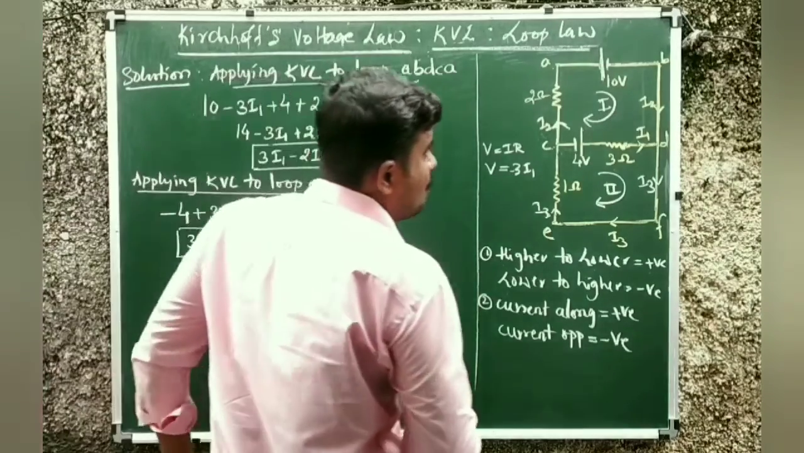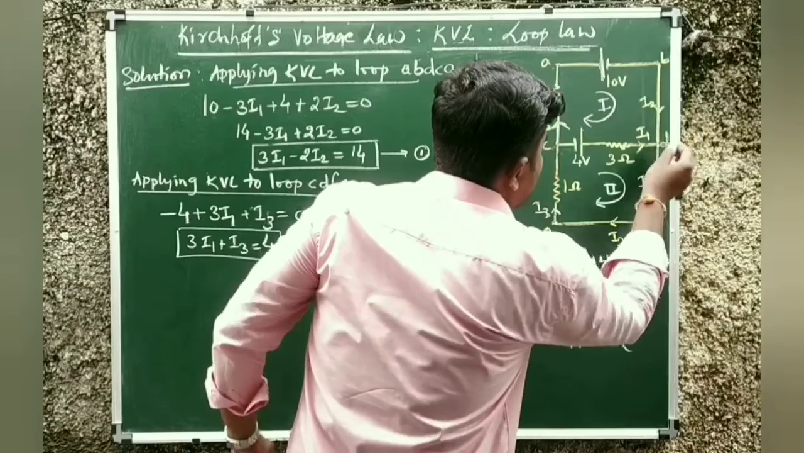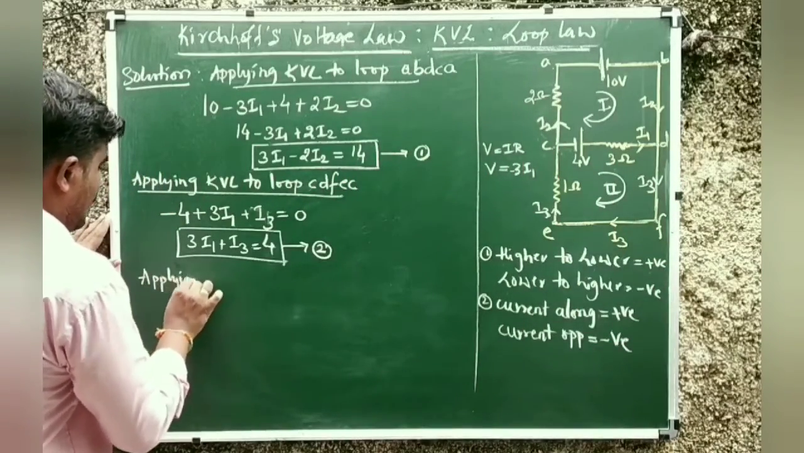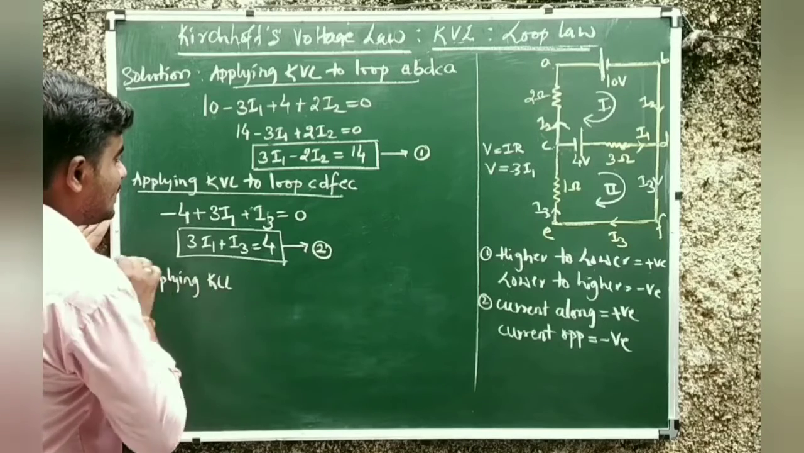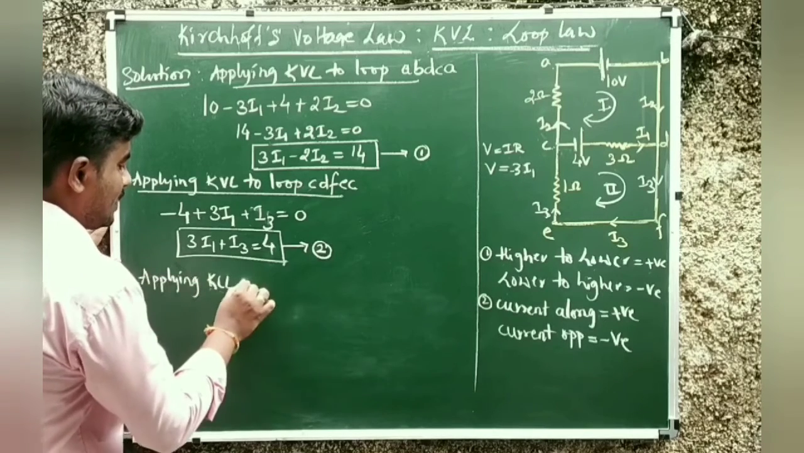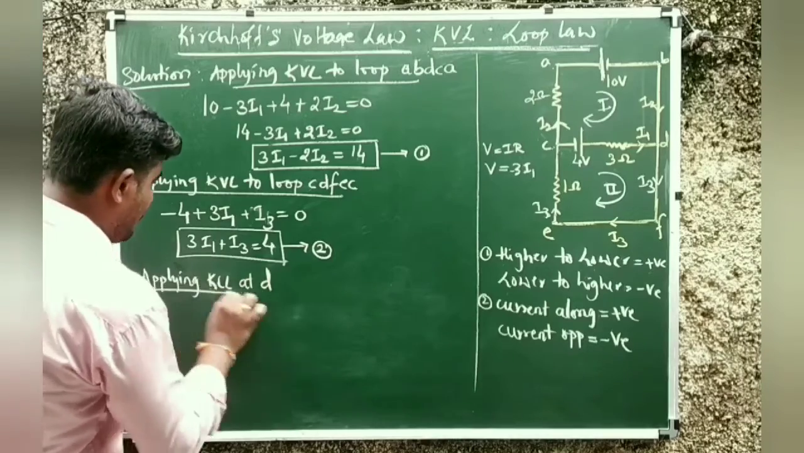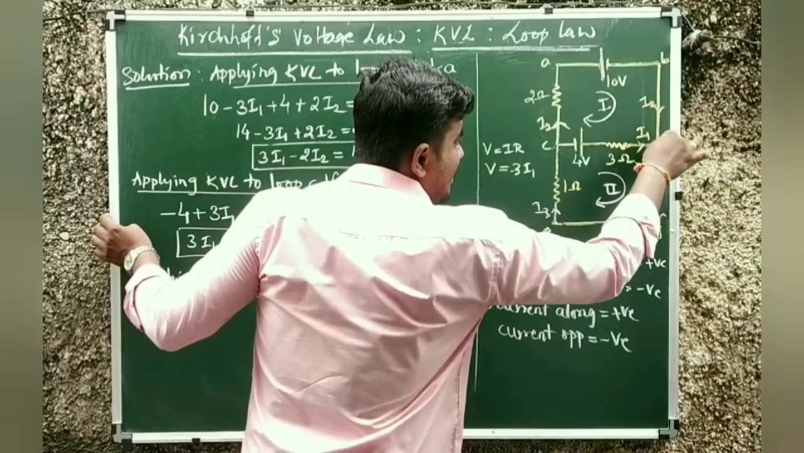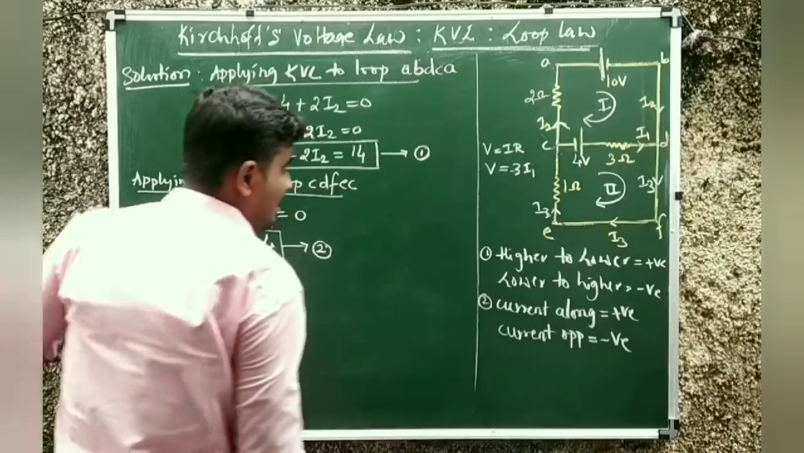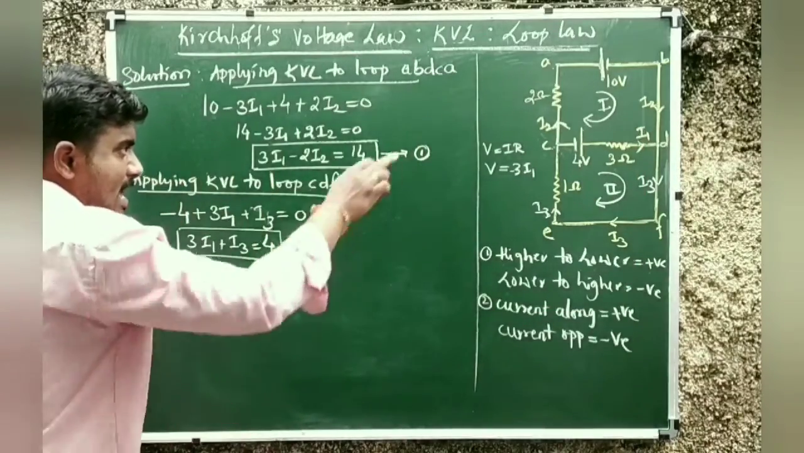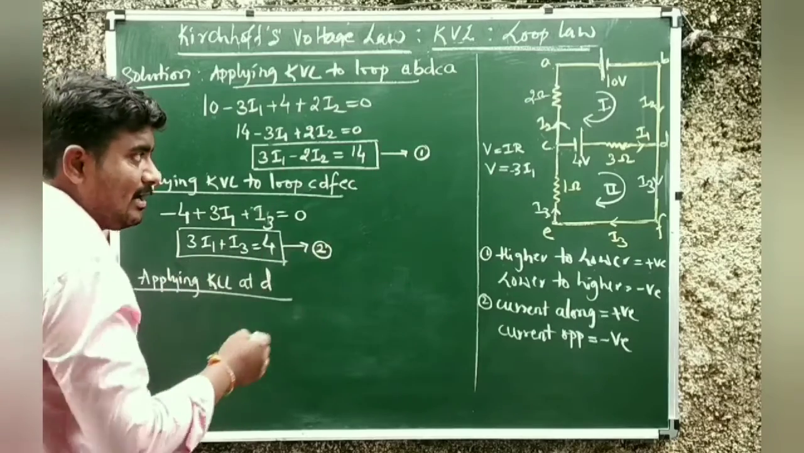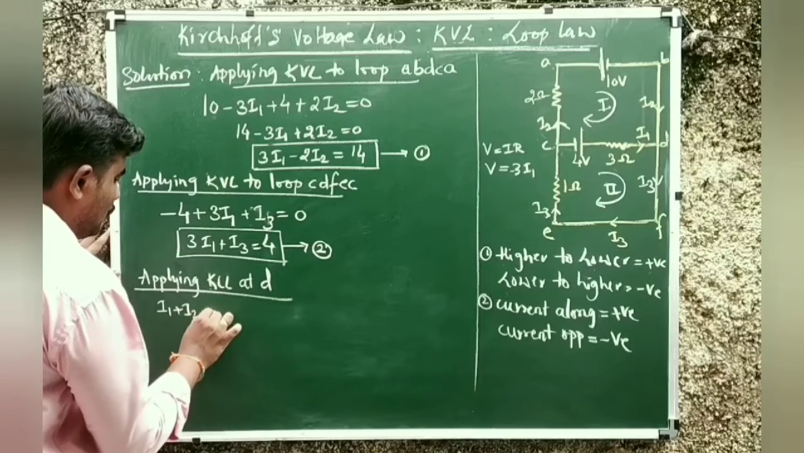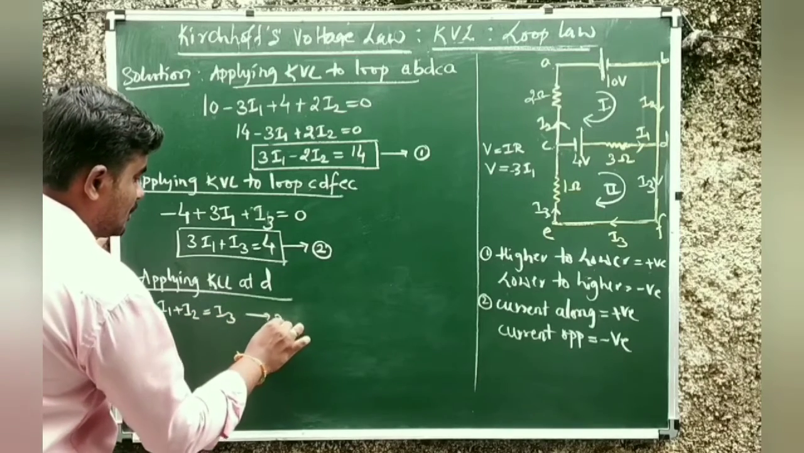For that, I will take this point, applying KCL, Kirchhoff's current law, at junction D. See here, at junction D, current I2 is entering, I1 is entering, I3 is leaving. According to the junction rule, current entering the junction must be equal to current leaving the junction. Therefore, I1 plus I2 is equal to I3. This is equation number 3.